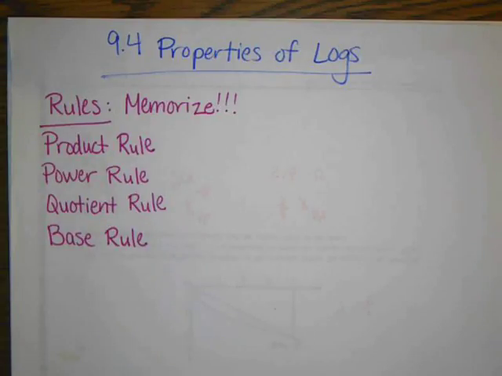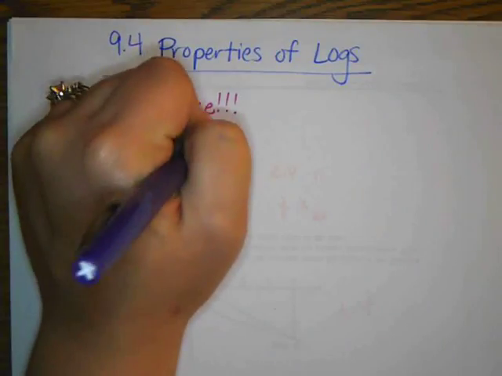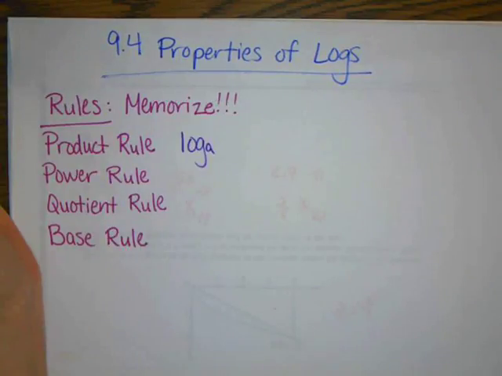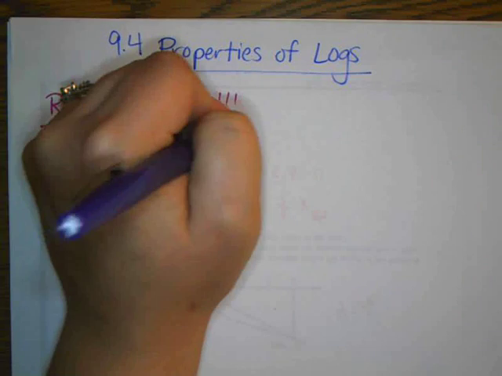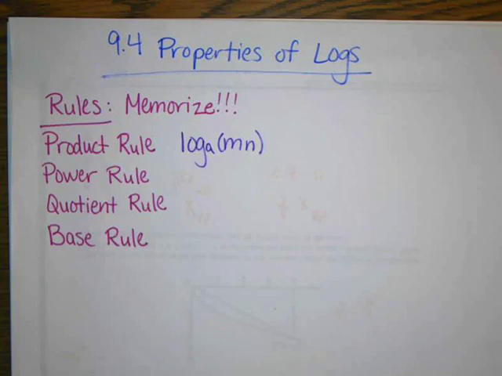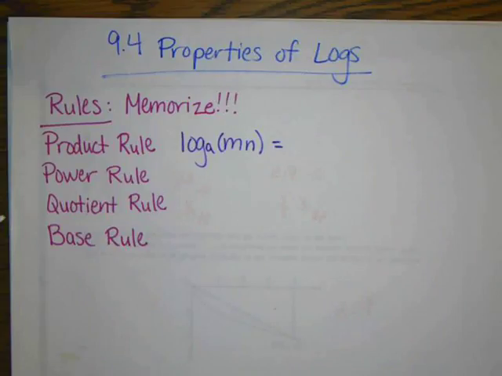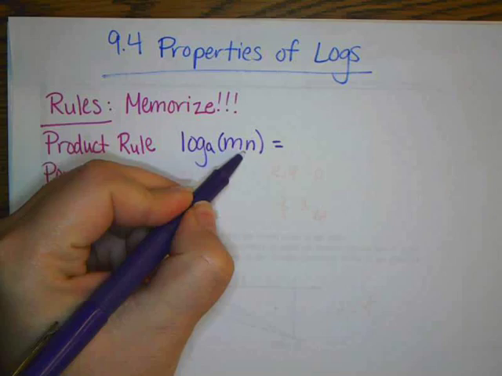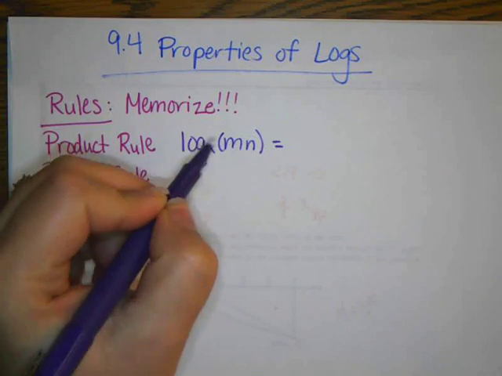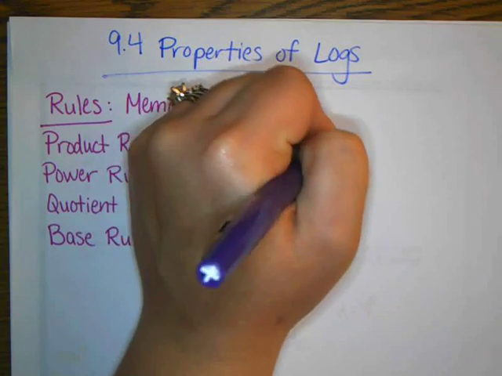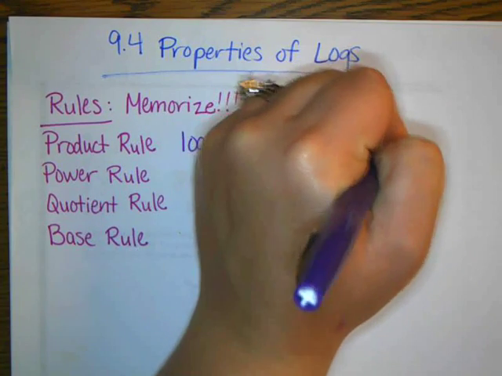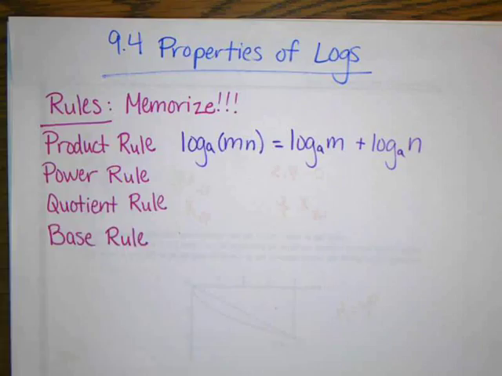The first rule is called the product rule, and it's when you have the log base anything, we'll call it base A in this case, of 2 things being multiplied together. So here we have log base A of m times n, and the property of the product rule says we can now expand that, and wherever it's multiplying we can split those into individual logs and add them. So it's not actually distributing, but you end up with 2 logs as opposed to 1.